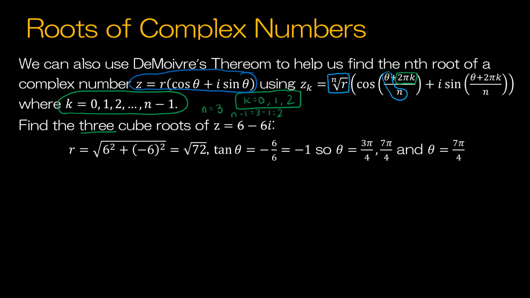Because negative 6 would be down here in the fourth quadrant, I'm using 7 pi over 4 and not 3 pi over 4. So the first thing is that I would rewrite z as the square root of 72 and then cosine of 7 pi over 4 plus i sine 7 pi over 4.